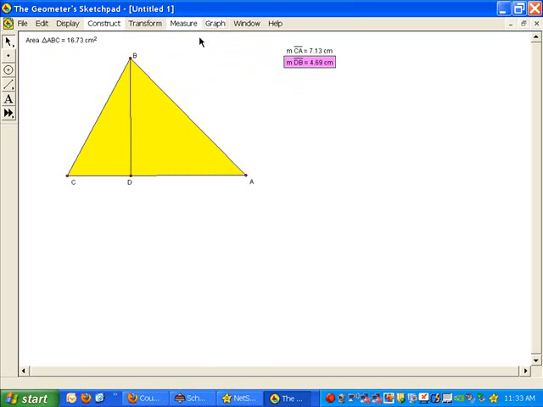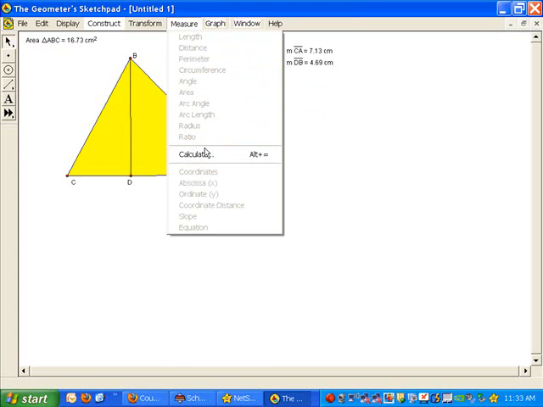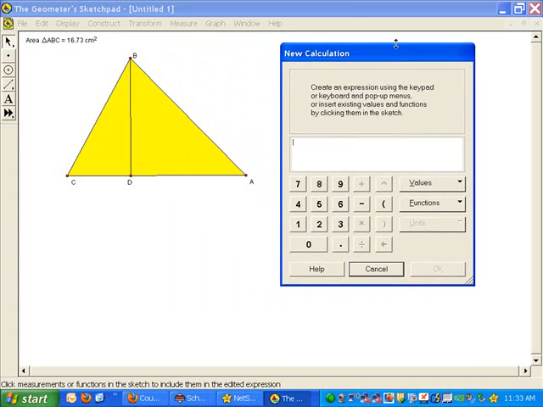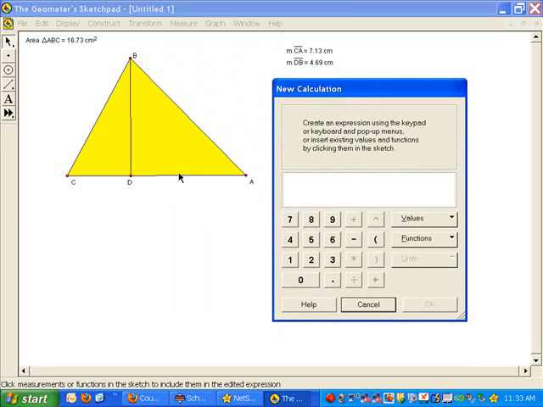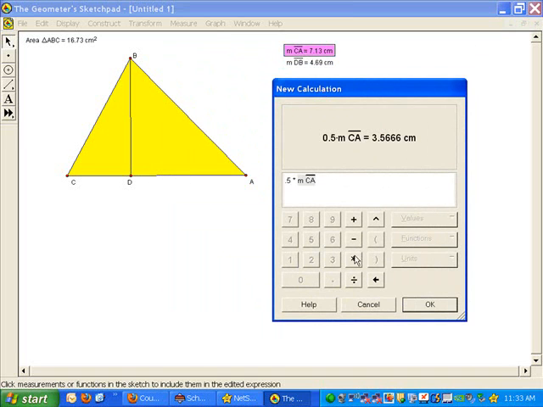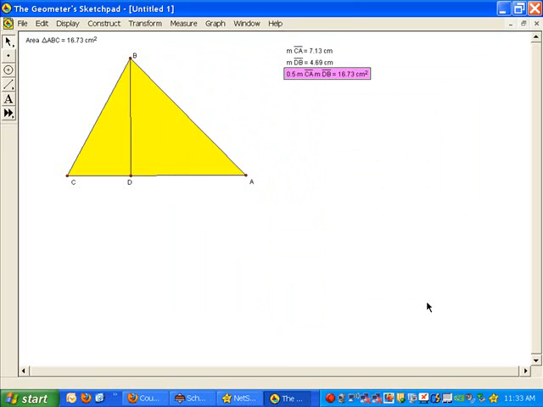Let's measure that distance, and we get a length of 4.69. If this calculation is correct, and 1/2 base times height is the area formula for a triangle, then I can confirm with a calculation: if I take 1/2, so 0.5, times the base, which is CA, times the height, which is DB, I should get a value that's identical to what I see as my area.